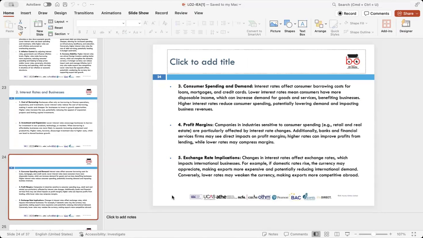Consumer spending and demand. Since many consumers rely on loans, mortgages, and credit cards, the cost of borrowing affects their purchasing power. Lower interest rates mean lower monthly payments, giving consumers more disposable income to spend on goods and services.